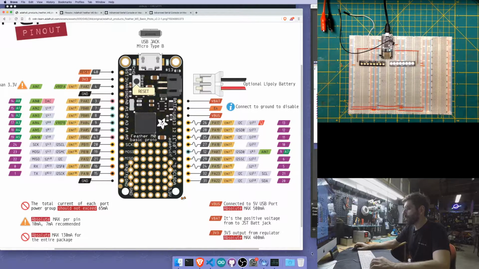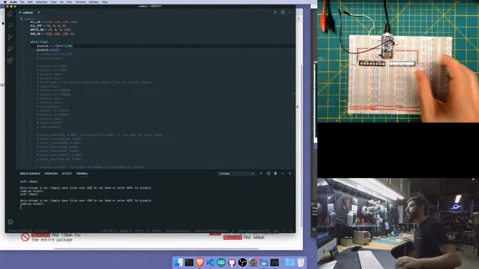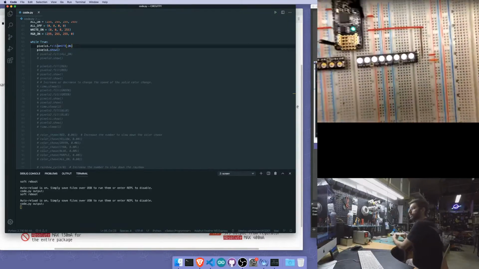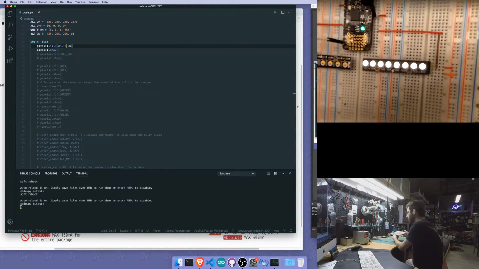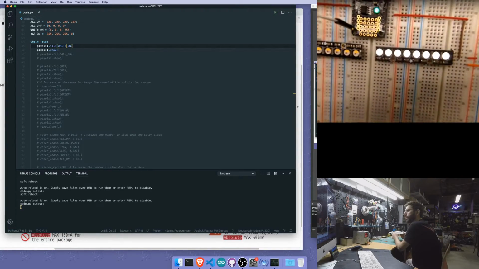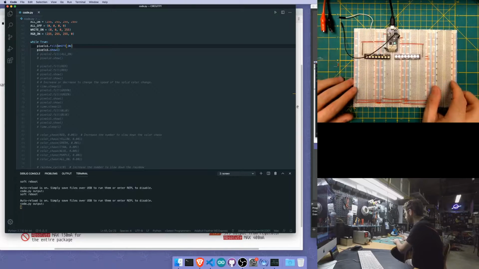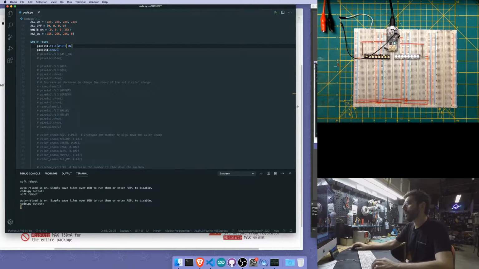So if we look at what happens whenever, okay, so we have all white on right now, and let's see if you can see that. You can't really tell. Basically, only the yellow phosphor area is lit up right now on this, which shouldn't use that much power.